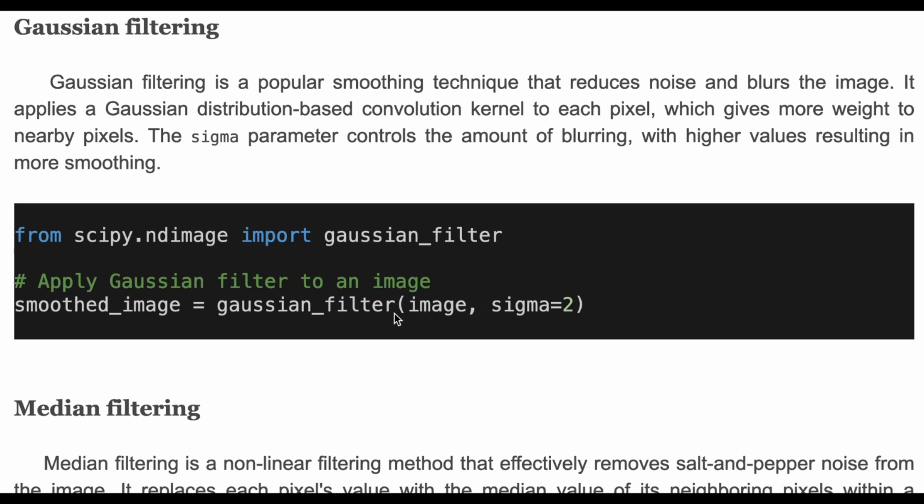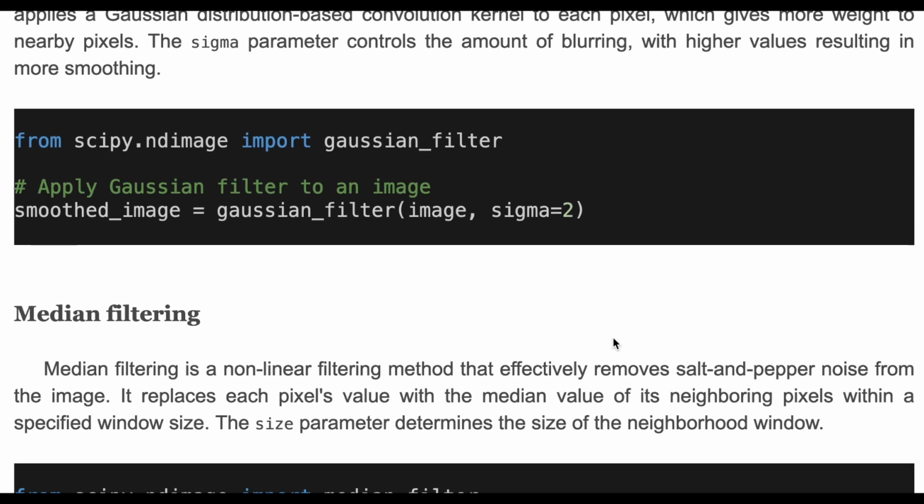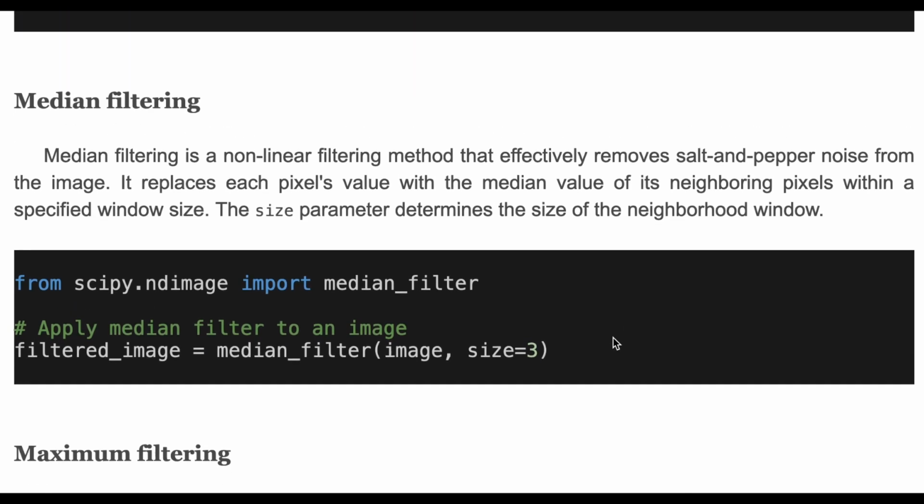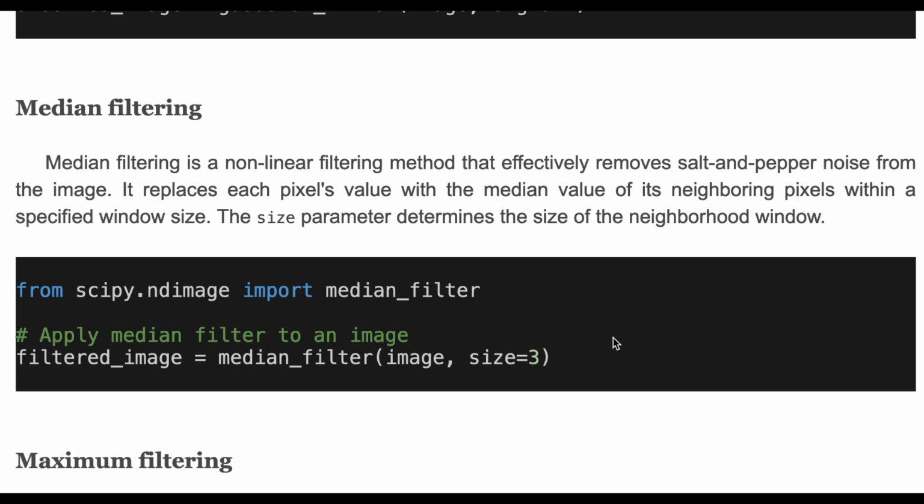Next is median filtering. Median filtering is a non-linear filtering method that effectively removes noise from the image. It replaces each pixel's value with the median value of its neighboring pixels within a specified window size. Here, the size parameter determines the size of the neighborhood window. So the median_filter function provides the median filter implementation.